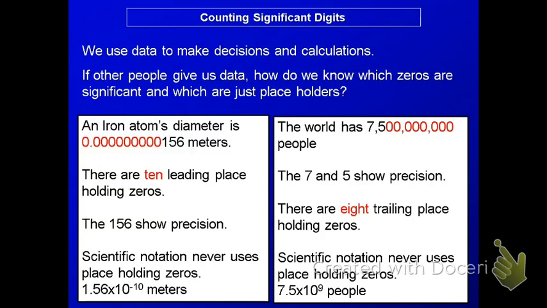In a second example, the world has 7.5 billion people. The 7 and the 5 show precision. There are 8 trailing placeholding zeros that tell us nothing about precision. Again, we can use scientific notation because scientific notation never uses placeholding zeros, and we would write 7.5 times 10 to the 9th people.